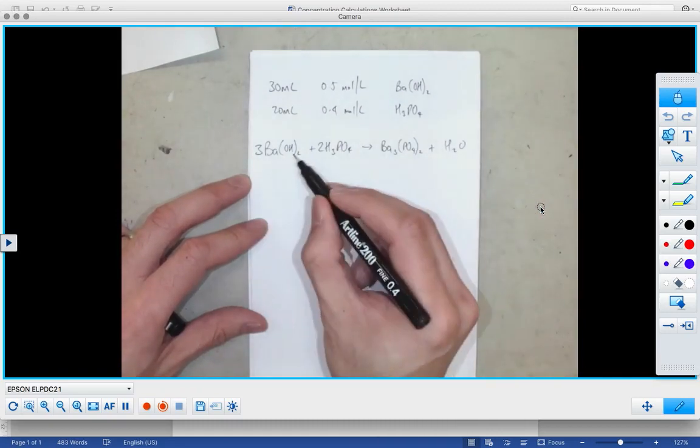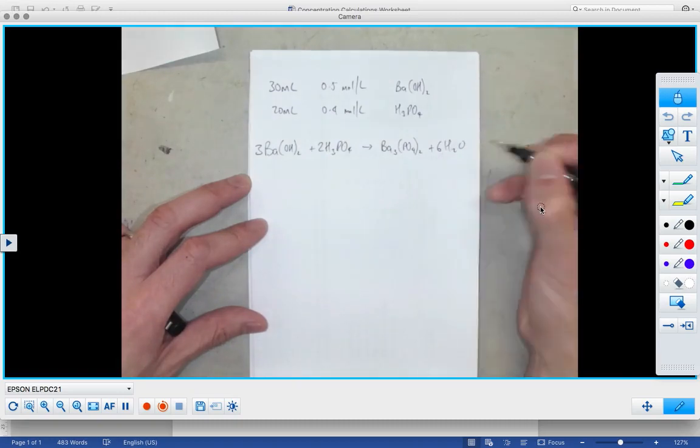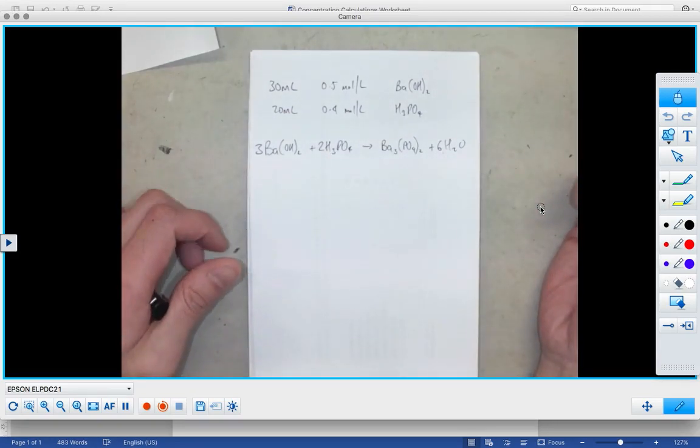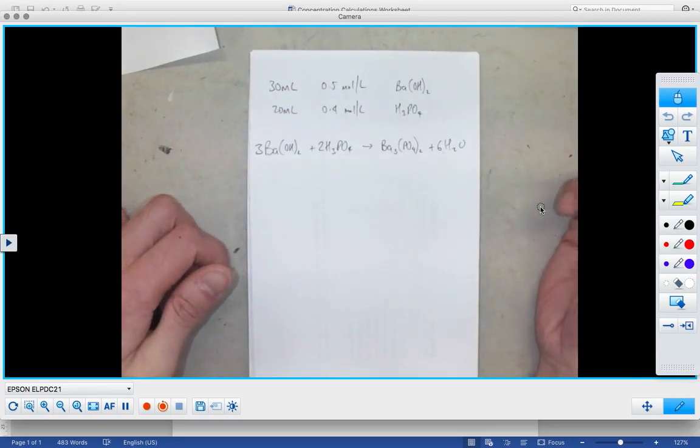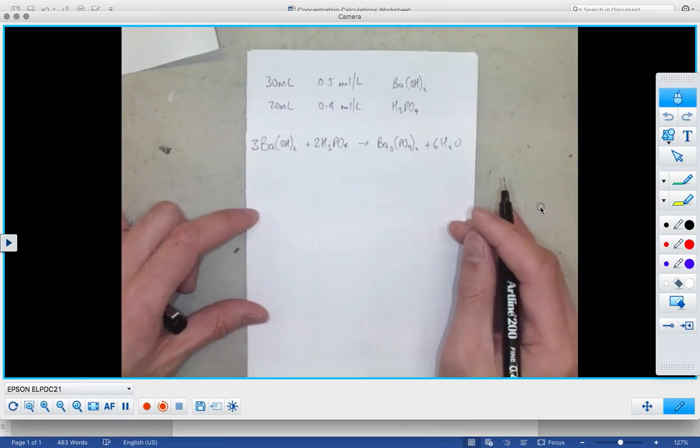Right? 3 hydroxides, 3 hydrogen sets, we're going to have 6 here. Right? So, that's the balanced equation. Right? First step of the limiting reagent is to what? Work out the number of moles of both of the reactants that you have.